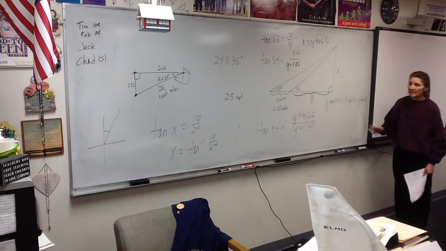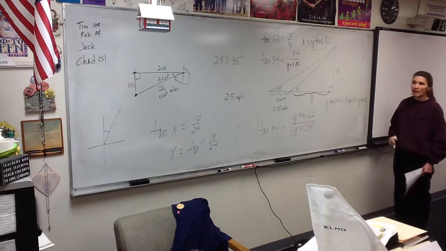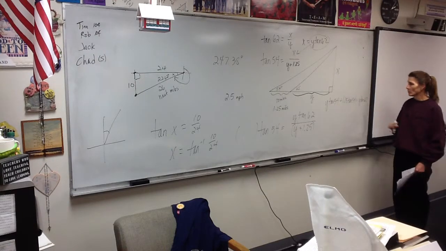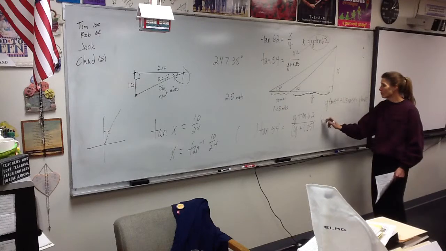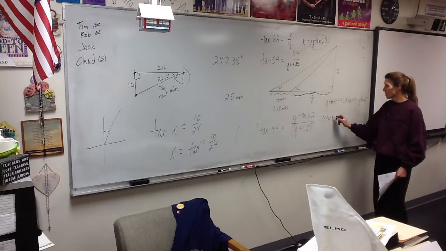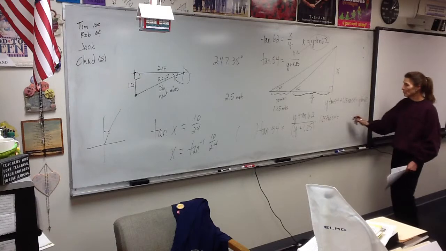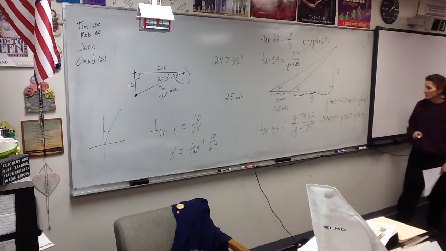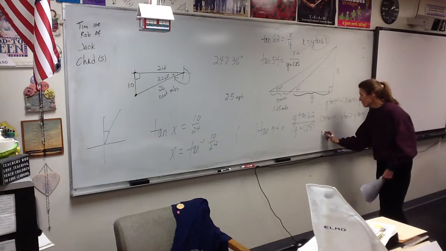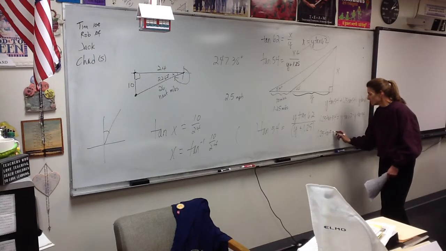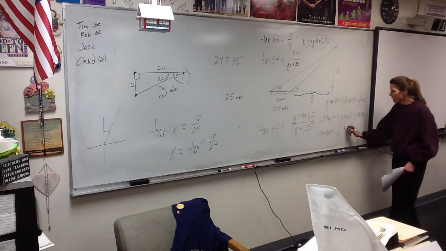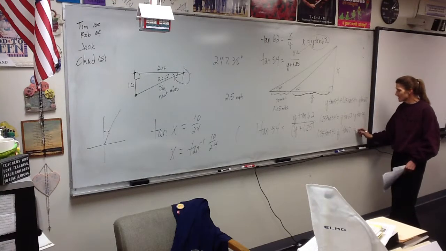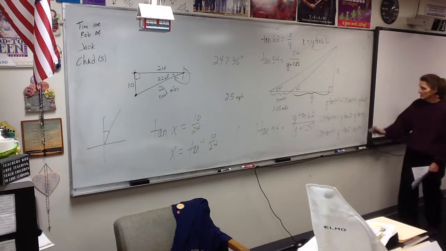Now to solve this, I need to get all the y's on the same side. So I'm going to take this one and move it over here. So I'm going to have 1.25 tan 54 equal to y tan 62 minus y tan 54. I'm subtracting this over to this side so that my y's are on the same side. So 1.25 tan 54 equals y times tan 62 minus tan 54. So factoring out the y.